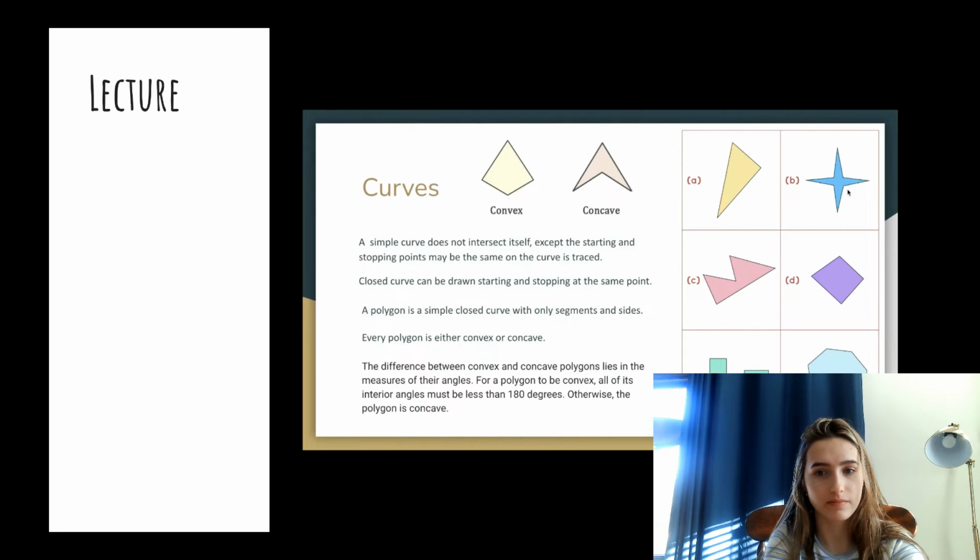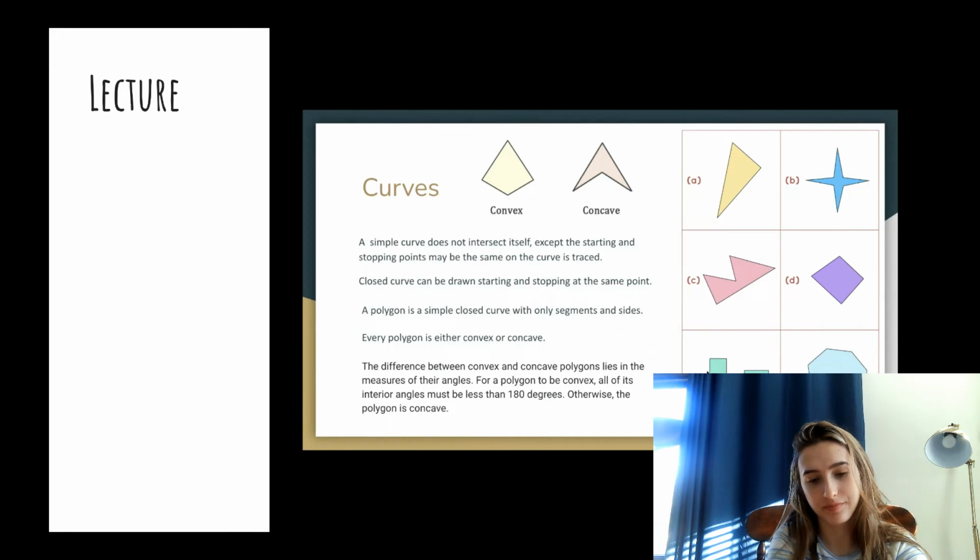Now what about B? Let's all shout it out. Is this convex or concave? Awesome. This is concave. Is this convex or concave? 3, 2, 1. Great. This is concave. What is D? Convex or concave? Chat with the partner. D is convex. That is correct.